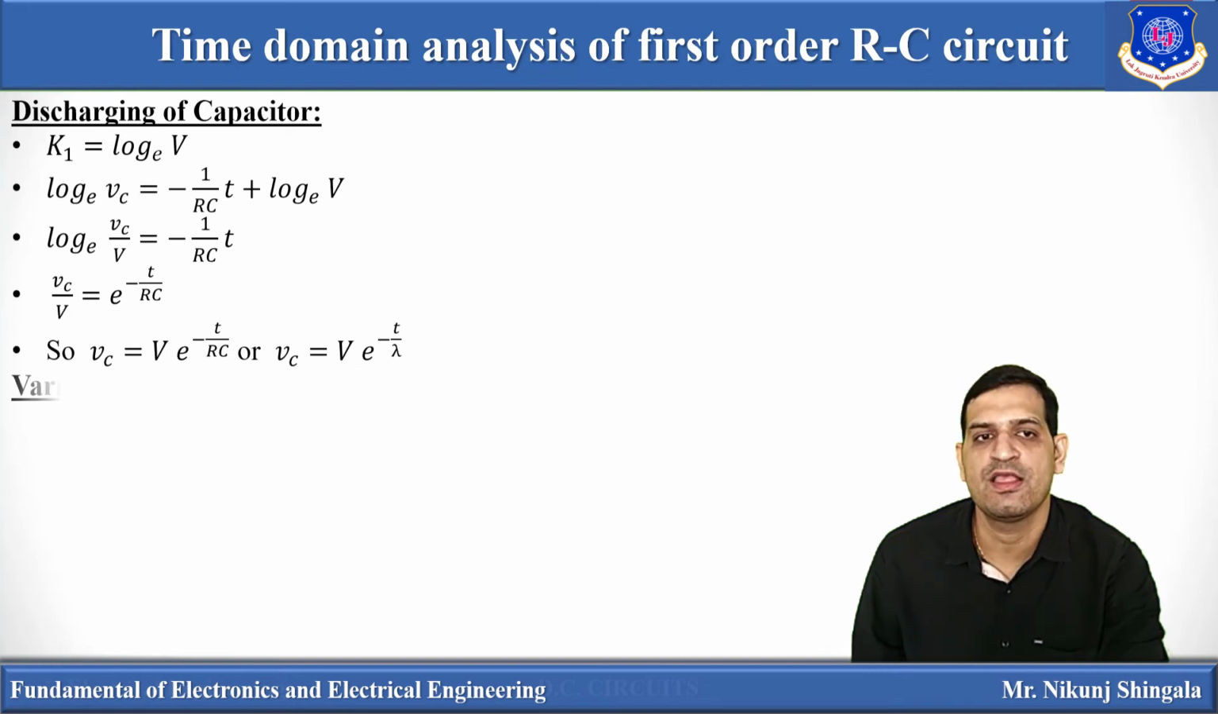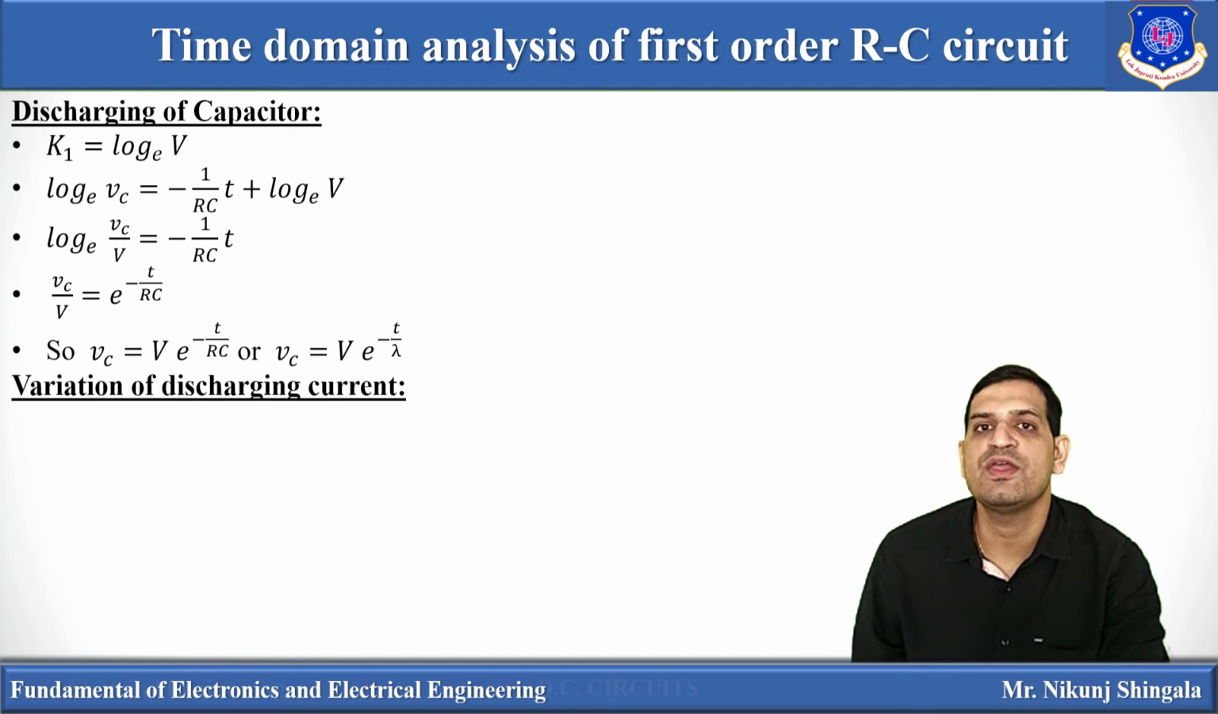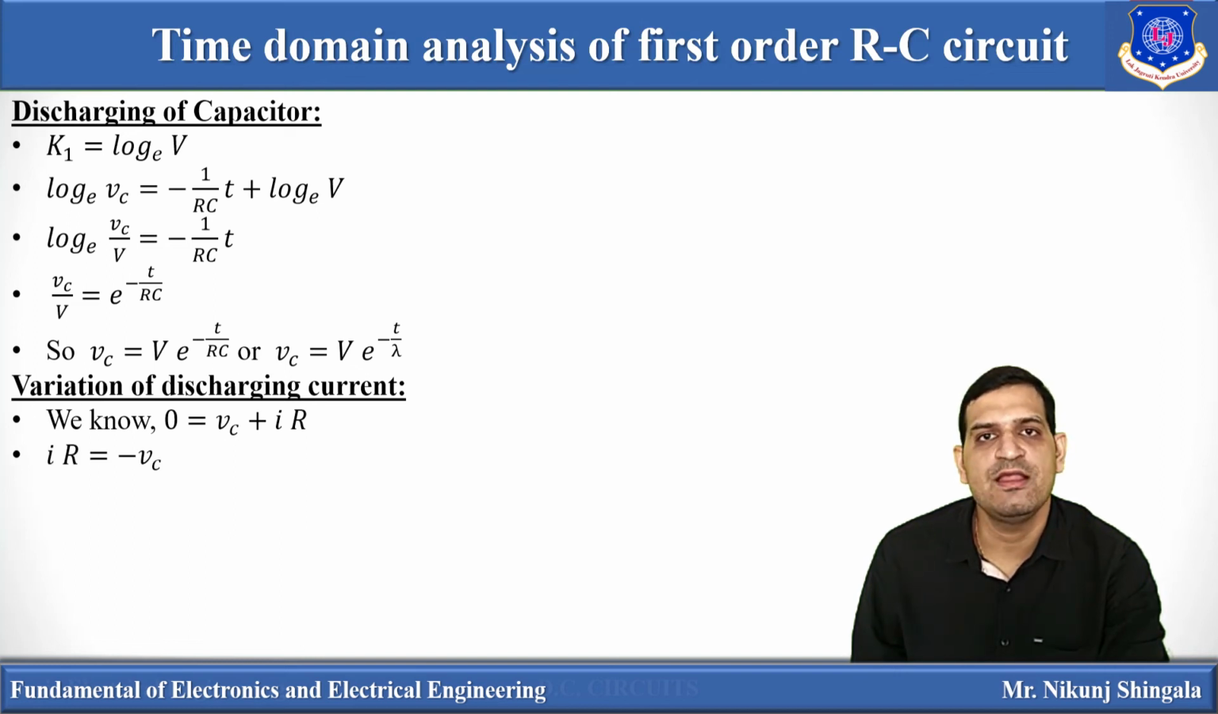Lambda is equal to RC. Now variation of discharging current. If we know that 0 is equal to Vc plus IR because no battery is connected, now we can write IR is equal to minus Vc. Now we know the equation of Vc, discharging voltage, that is V into e raised to minus t by lambda.